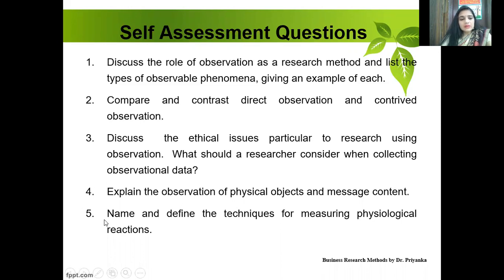Then last is name and define the techniques for measuring physiological reactions. We discussed a few techniques: eye tracking monitor, pupillometer, psychogalvanometer, and voice pitch analysis. Just list them down and briefly explain them.